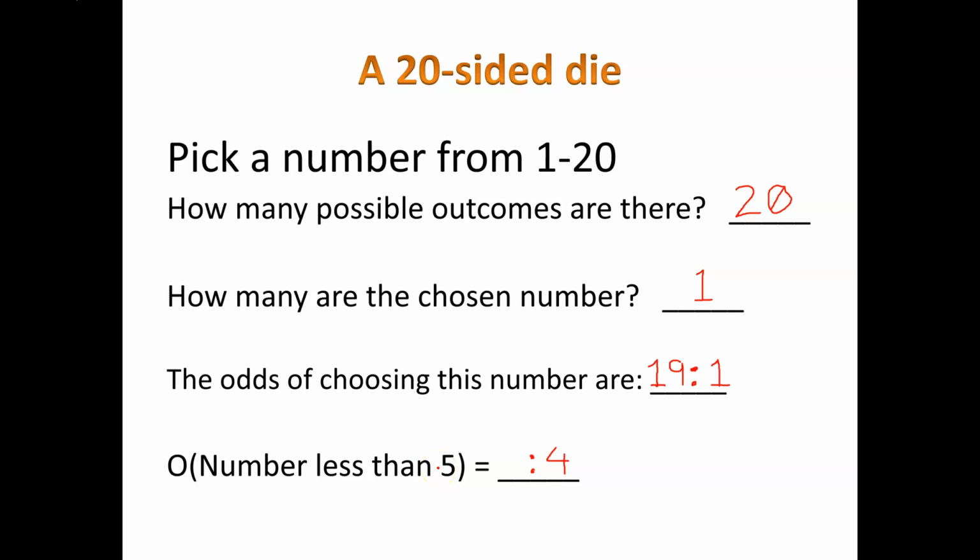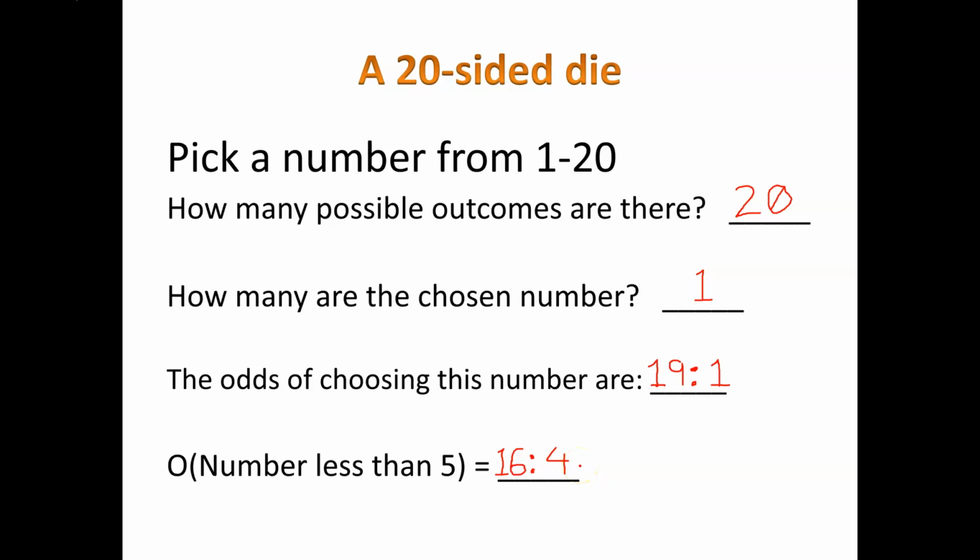Well, if there's 20 possible results and 4 of them are winners, all of the rest must be losers. We lose if we roll a 5, 6, 7, 8, 9, 10, 11, 12, 13, 14, 15, 16, 17, 18, 19, or 20. That means there are 16 different ways to lose. So our odds of rolling a number less than 5 on a 20-sided die are 16 to 4.